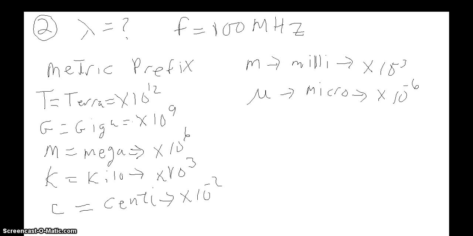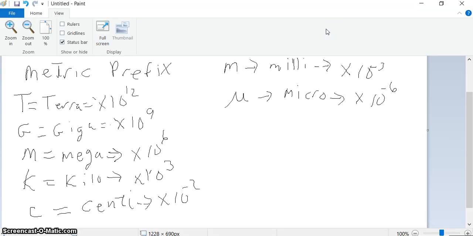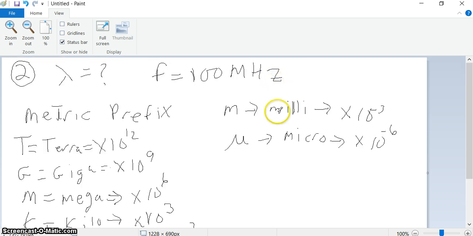Here's problem number 2. It says, what is the wavelength of a 100 megahertz radio signal? So that's the important thing about that. Not only the units, we're talking about mega, and they're saying that this is a radio signal. Because then we know how fast it's traveling. If it's a radio signal, we know that it's traveling at the speed of light.